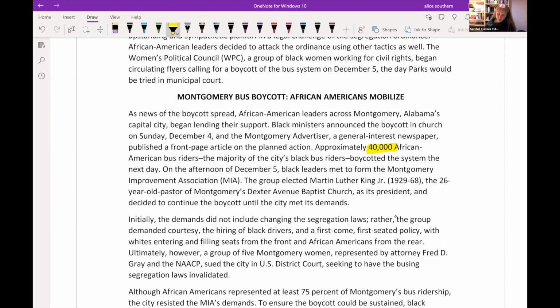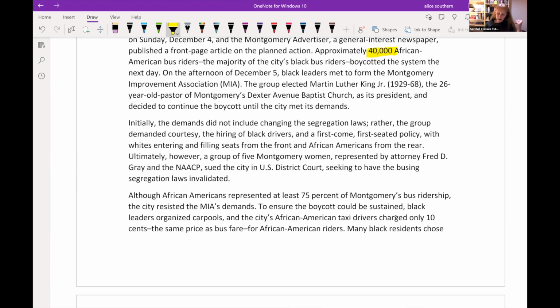They met to discuss it, and they raised their demands. Initially, these did not include changing the segregation laws. Merely, they demanded courtesy, so politeness, the hiring of black drivers, and a first come first seated policy with whites entering and filling seats from the front and African Americans from the rear. However, they wanted in the end to have the segregation laws invalidated.